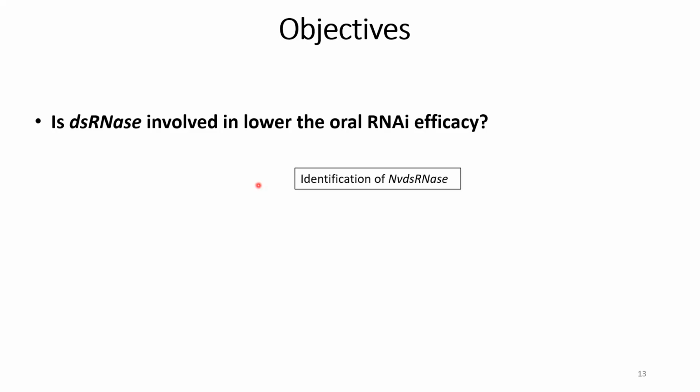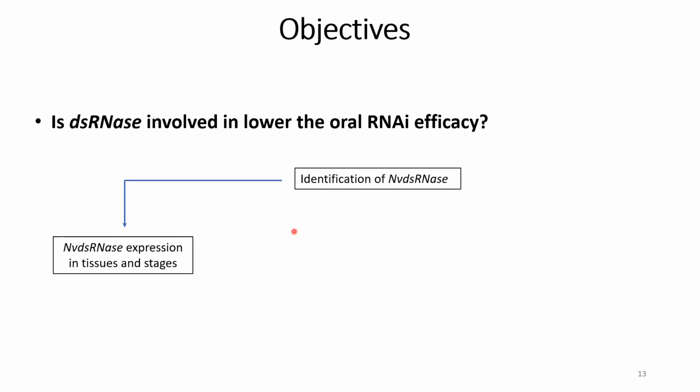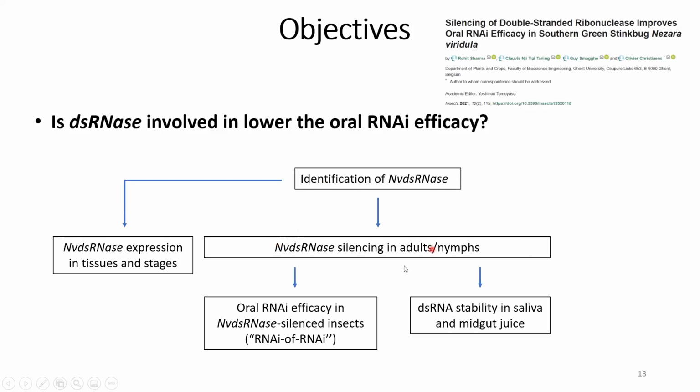So our next objective was to check whether the dsRNase is involved in the lower oral RNAi efficacy. So here we use the RNAi of RNase approach. So first we have to identify the dsRNase. Since the transcriptome sequence is not available in the public domain, we have to identify it by ourselves. After identification, we were also interested to know the expression level of this gene across the different tissues and the different stages. And for identifying the role of this gene in lowering the oral RNAi efficacy, here this is the RNAi of RNase.